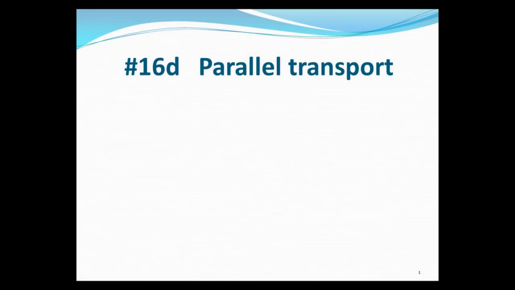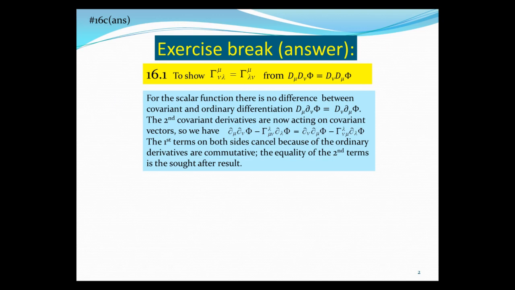Okay, this is the last part of lecture 16, talk about paratransport. Before we do that, let me give you the answer to the break exercise. We were asked to show that the Christoffel symbol, which has three indices, is symmetric with respect to interchange of the two low indices.